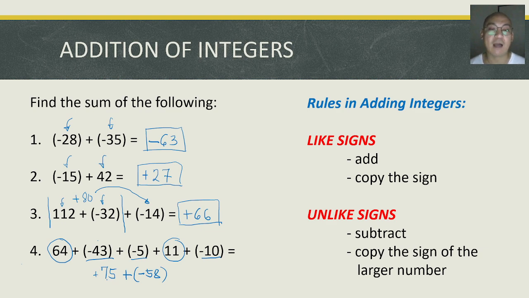Since we have different signs, one positive, one negative, we will now subtract. Okay? So let us subtract 75 and 58. We have now 17. And then, by the rule itself, if we have different signs, we need to get the sign of the larger number, which is 75. And the answer is positive 17. You see, that is how simple it is to add integers.